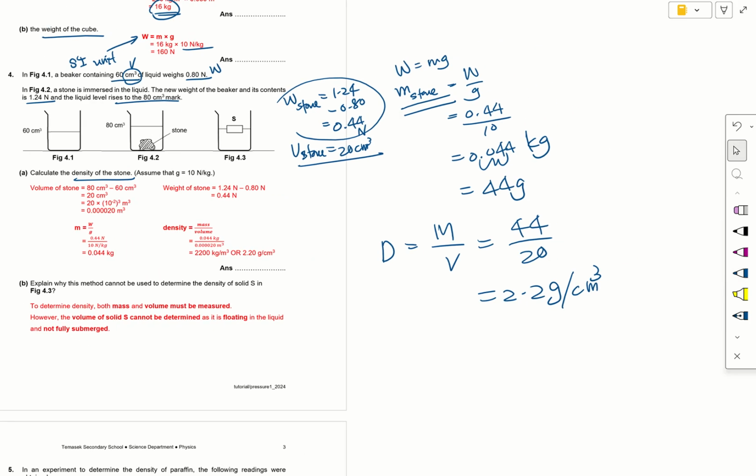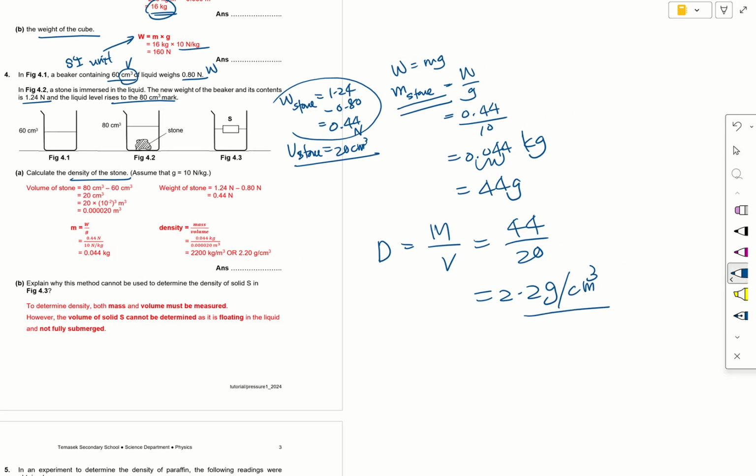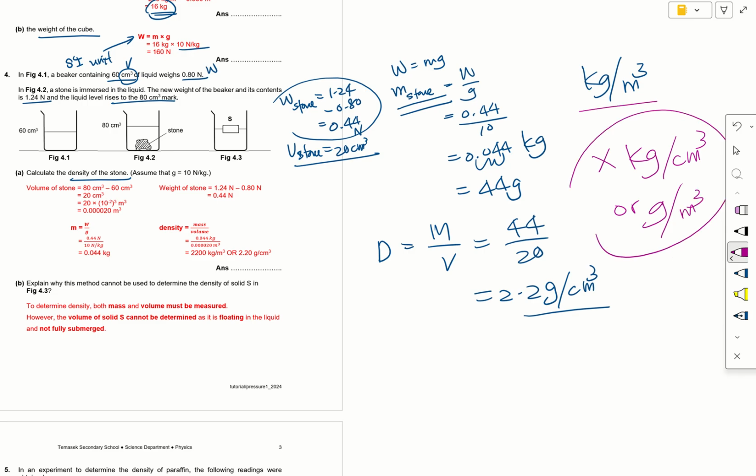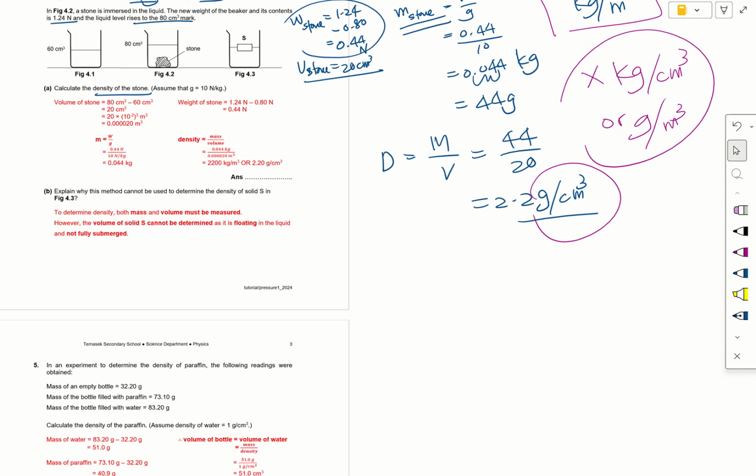You can either express your density in grams per cm cube or kg per meter cube. In our syllabus, they won't ask us to express it in kg per cm cube or grams per meter cube. Usually it's either kg per meter cube, the SI unit, or gram per cm cube. If you would like to convert your answer to SI unit, it will be 2.2 multiplied by 1000, which equals 2200 kg per meter cube.